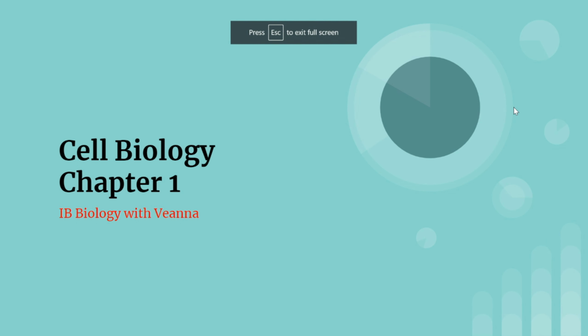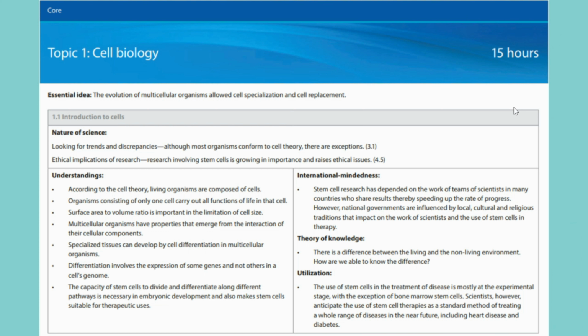Hey guys, and today we're going to learn the first chapter of IB biology, which is known as cell biology. Let's begin. Before you start off any chapter, it is always recommended that you look at the subject guide that the IB provides. It gives you a great idea about the important concepts that you have to know in the chapter, and the different things that you have to look out for that will be tested in the exam, or have the potential of being tested in the exam.